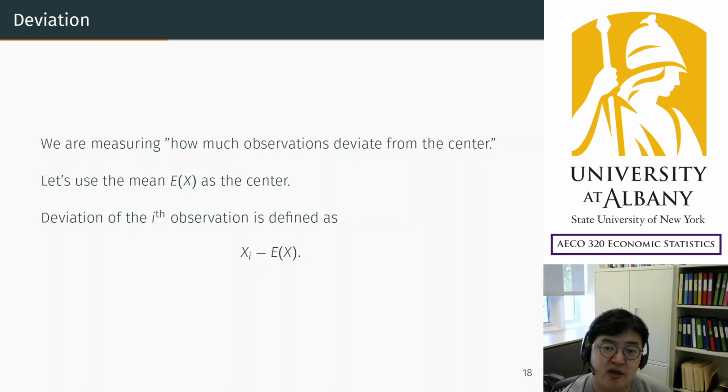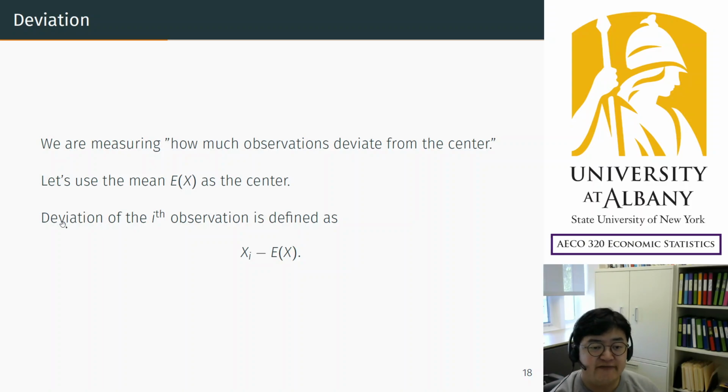We are measuring how much observations deviate from the center, how much observations are far from the center, the distance. That is what we want to measure, right? So first, we have to define the center, which is easy. We are going to use the mean, right? So mean is the center. Then it remains to measure the distance, right?